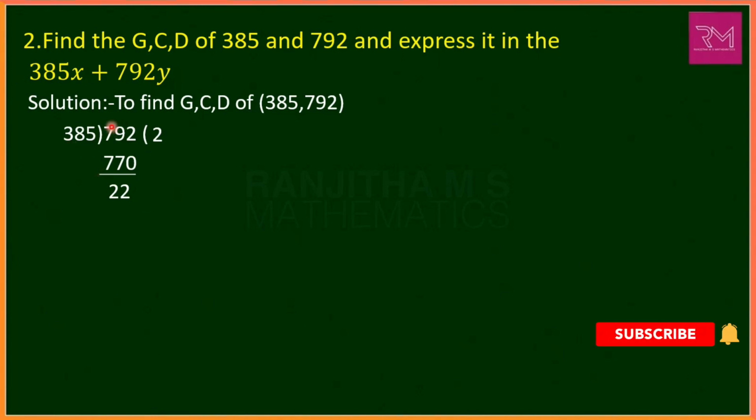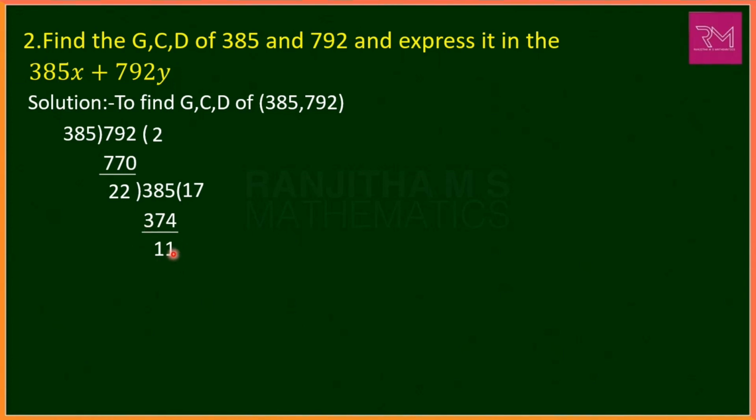Next we have to divide the divisor by the remainder, that is, divide 385 by 22. You know that 22 into 17 is 374. We take the quotient in such a way that multiplying it with the divisor gives a value equal or nearly equal to the dividend. So we take the quotient as 17, and 22 into 17 is 374. If we subtract 374 from 385, we get 11. 385 minus 374 is 11.